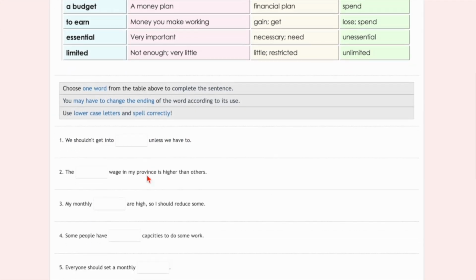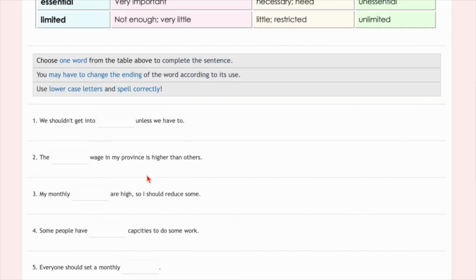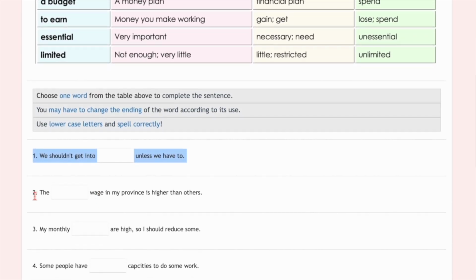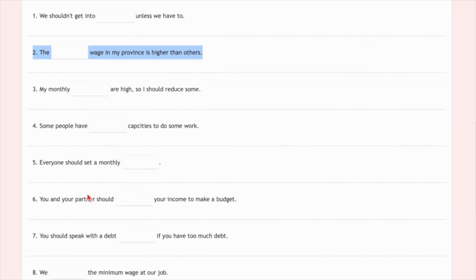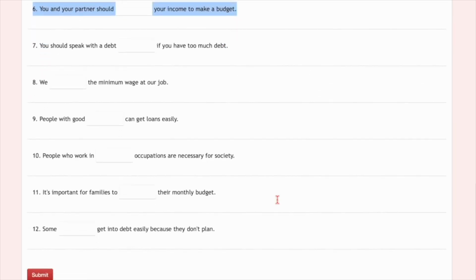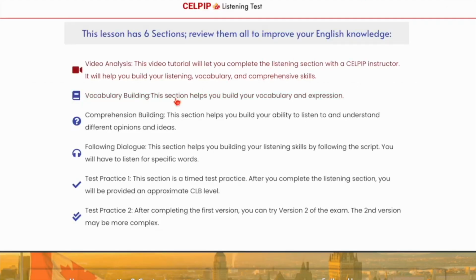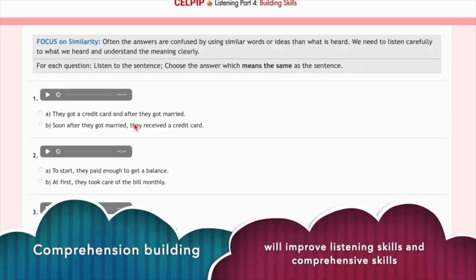And then this really great exercise over here where you read the sentence and you have to complete the sentence with one word from the list. Wow, great exercise for building your vocabulary. I strongly recommend that one. And then we have comprehension building. Comprehension building for this part is very interesting.